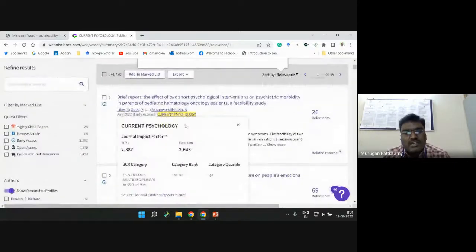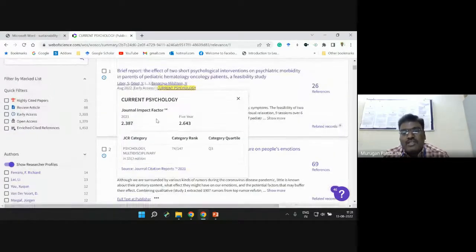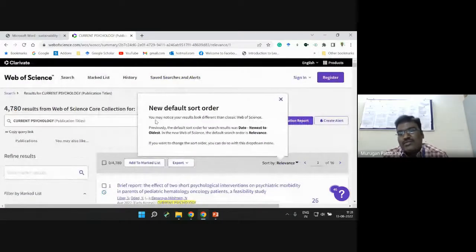For example, here I'm getting the journal impact factor, JCR category, then category quartile rank, then overall rank, and so on, according to Journal Citation Reports. If this particular detail is coming from the Web of Science searching mechanism, you can say that this particular journal is listed in Web of Science.